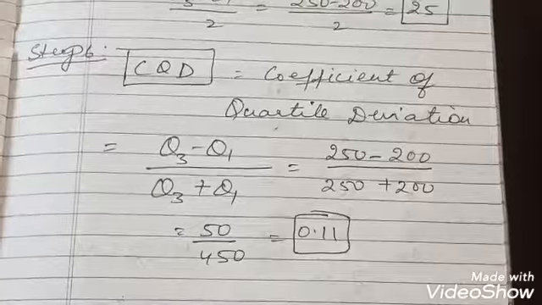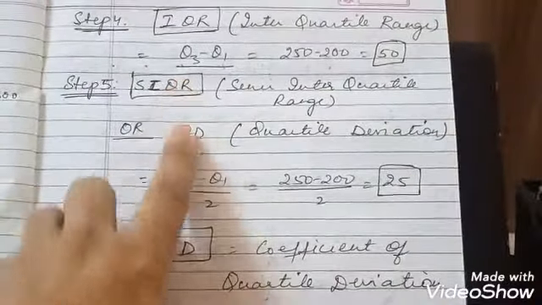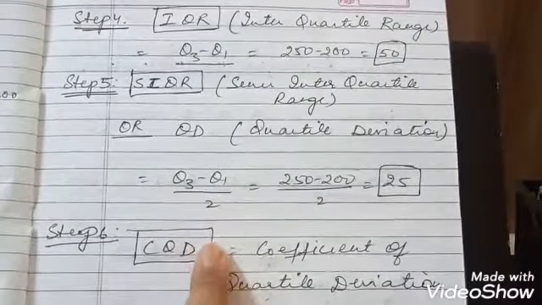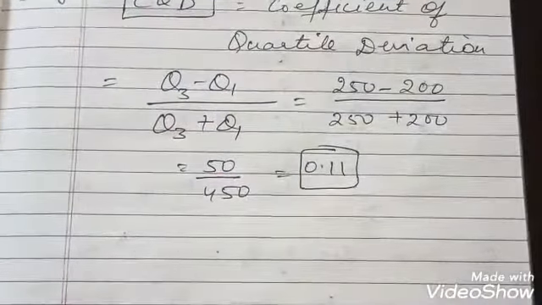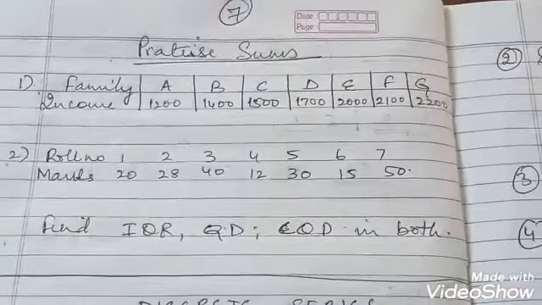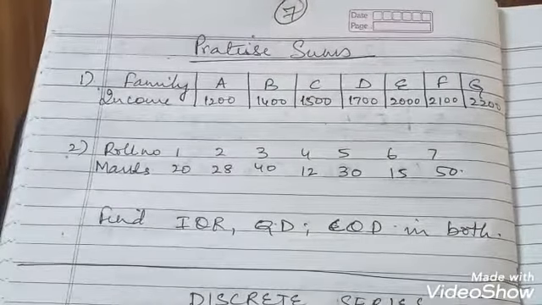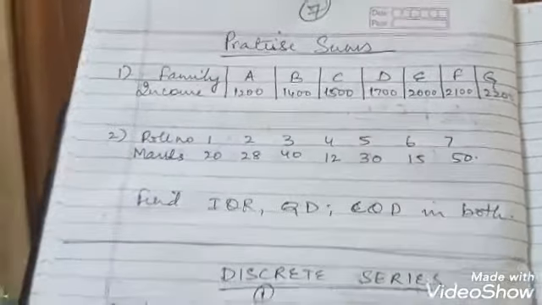So a quick recap: interquartile range is Q3 minus Q1, this you have to remember. Semi interquartile range, which is called quartile deviation, is Q3 minus Q1 upon 2. Coefficient of quartile deviation is Q3 minus Q1 upon Q3 plus Q1. Children, these are the practice sums for individual series: quartiles, deviation, interquartile range and coefficient of quartile deviation. I have also sent you a pic of the same, right? Do both these sums in your register for practice.